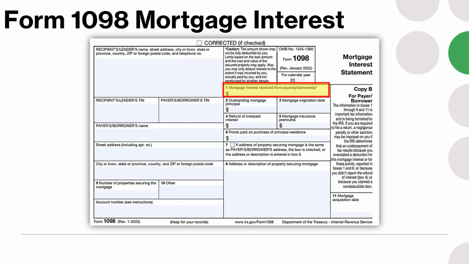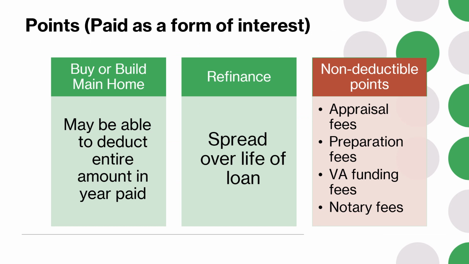So you might see this in a number of different forms. But this is the Form 1098 mortgage interest. You can see box 1 is where the mortgage interest that the lender received is reported. And then if we move down to box 6, you'll see that that's where points are reported. And it says, points paid on the purchase of a principal residence. So there are some details that we need to talk about in regard to points.